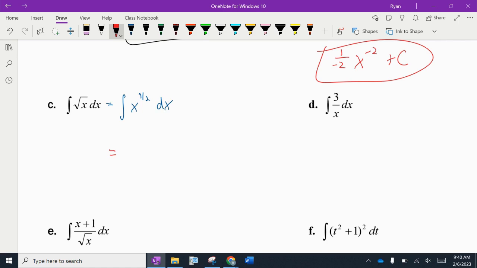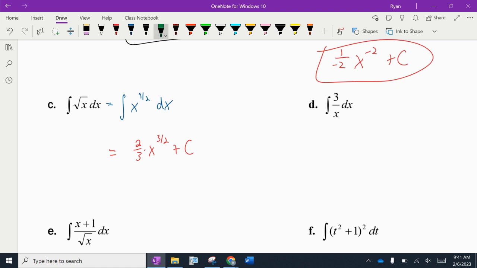So adding 1 to 1/2 makes it become x to the 3/2. Then I'm supposed to divide by 3/2. Dividing by 3/2 is a harder thing for me to think about. Dividing by 3/2 is the same thing as multiplying by 2/3. I think that's just an easier way to look at it, plus our constant. Now, this answer is fine. If it's free response, I'm done.